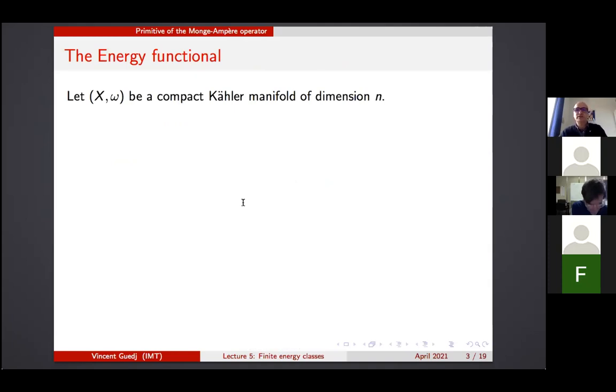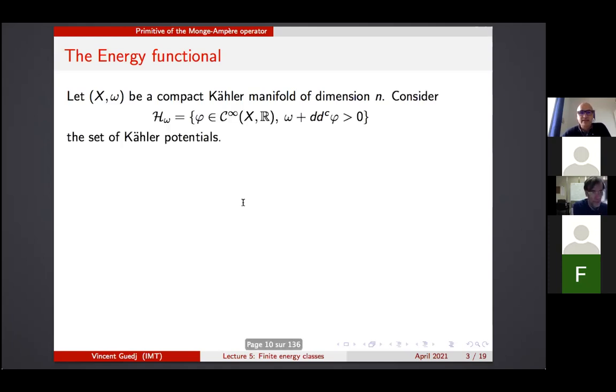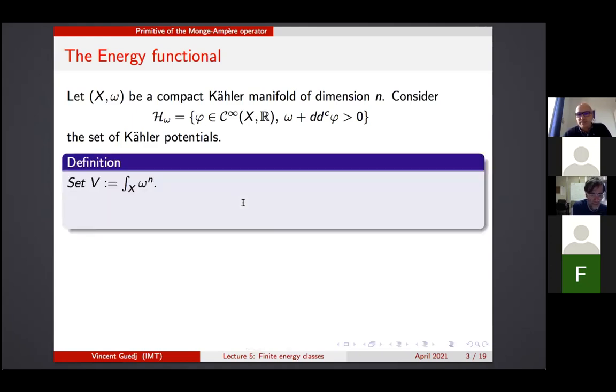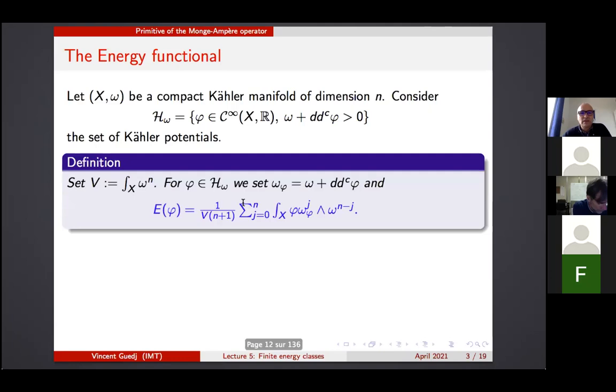So here again, (X, omega) will denote a compact Kähler manifold of complex dimension n. And so either H omega or K omega, depending on the slides, will denote the set of those smooth functions on X whose curvature with respect to omega is positive. So omega plus ddc phi is yet another Kähler form cohomologous to omega. This is the so-called set of Kähler potentials. I will denote by V the total volume of X with respect to this fixed reference form omega.